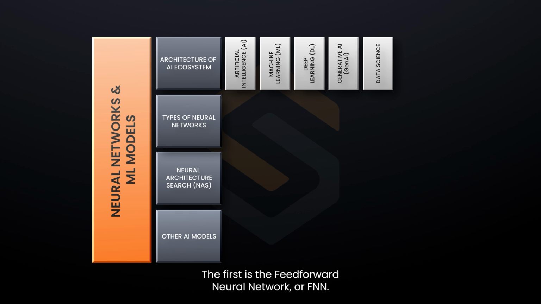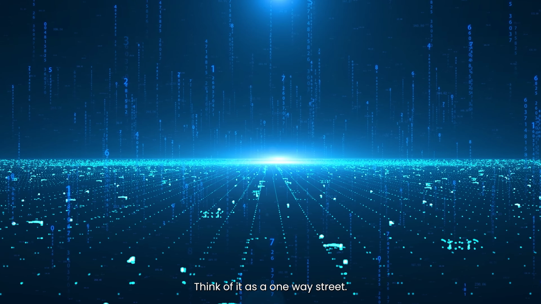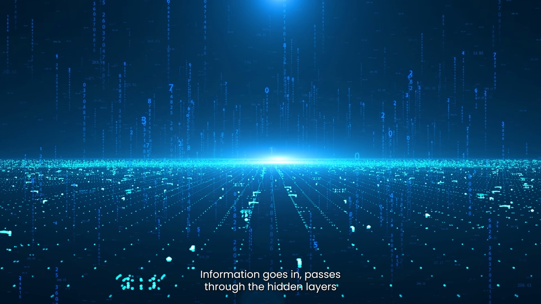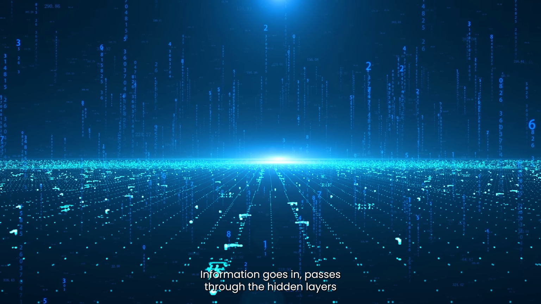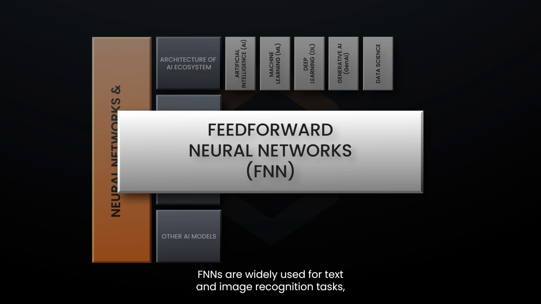The first is the feed-forward neural network, or FNN. This is the simplest neural network architecture. Data flows in one direction only, forward, with no loops or cycles. Think of it as a one-way street. Information goes in, passes through the hidden layers, and a prediction comes out. FNNs are widely used for text and image recognition tasks, and their relative simplicity makes them easier to validate and test compared to more complex architectures.